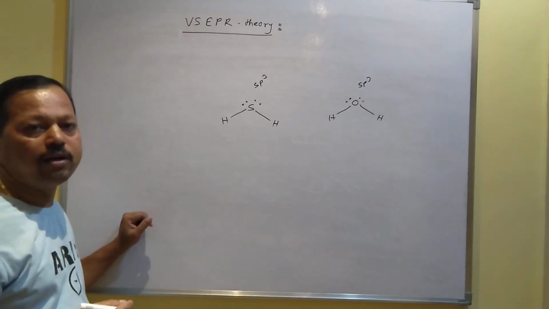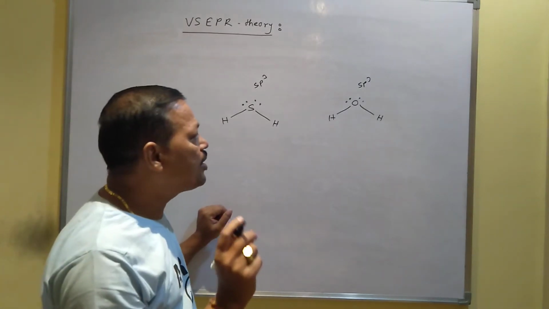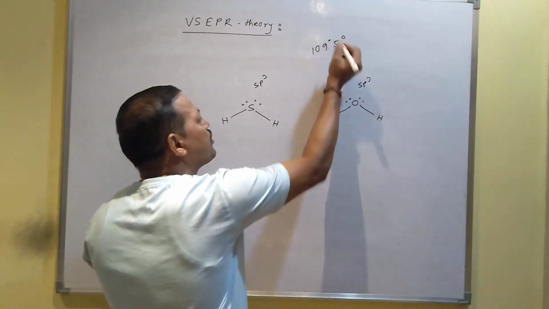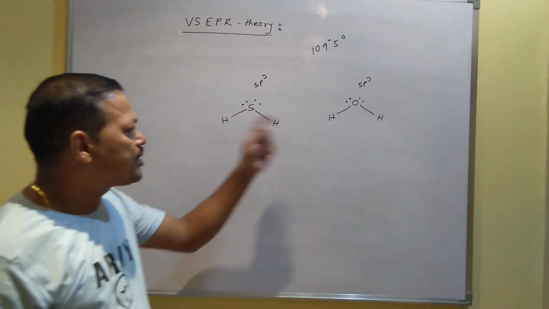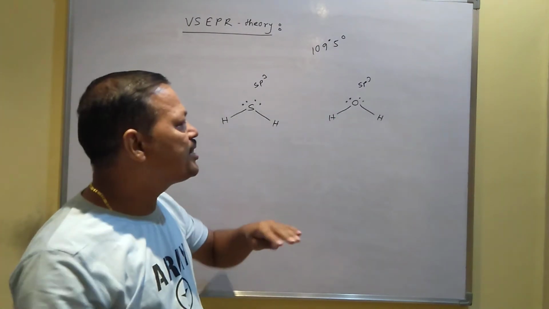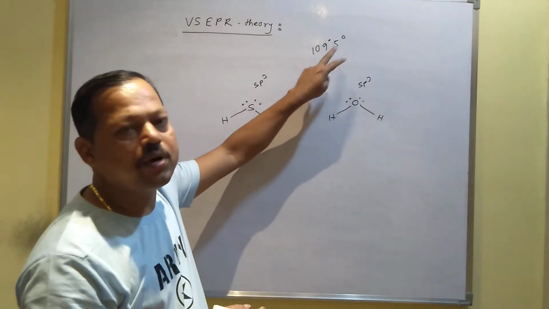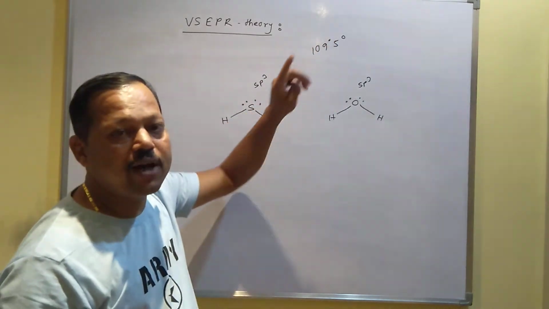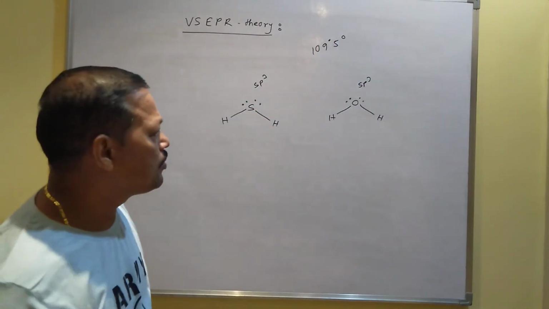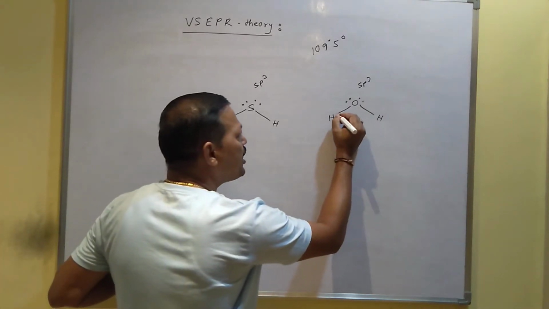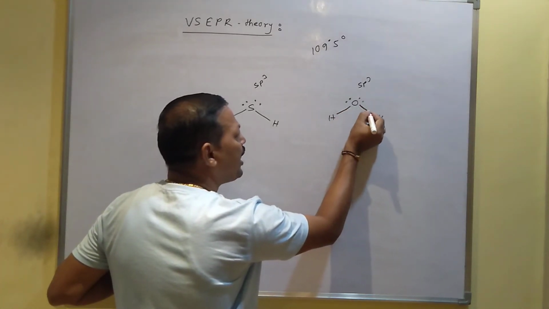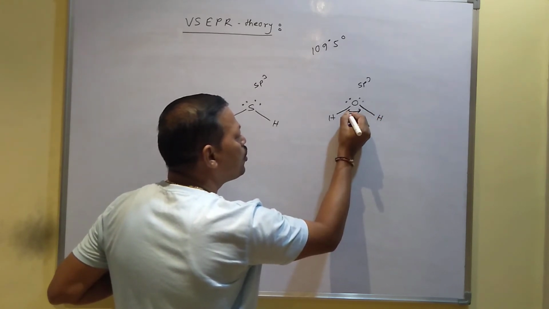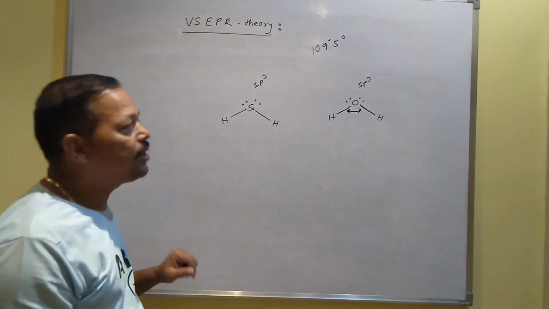Now what about the angle? When it undergoes sp3 hybridization, the bond angle should be 109.5 degrees. This is the tetrahedral bond angle. But since they are bent, you don't get the angle 109.5 degrees. Now the angle will be less than or more than 109.5 degrees. There are 2 bonds present, and the angle between these 2 bonds is called the bond angle. So will this bond angle be more than 109 or less than 109?